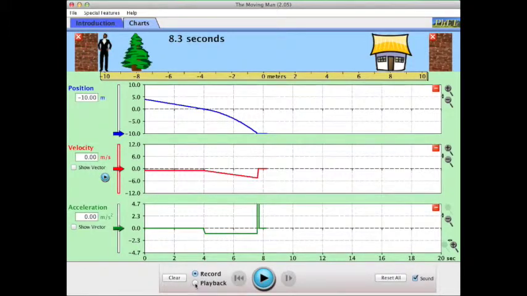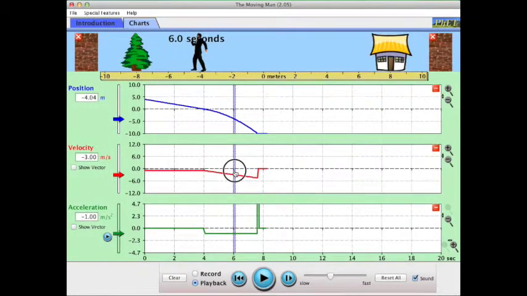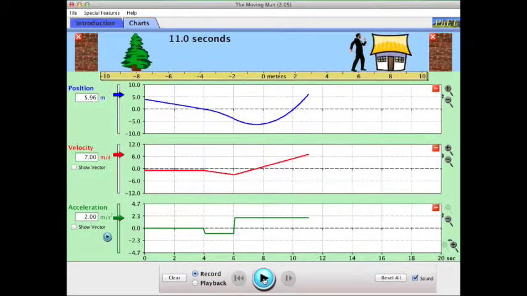We can go to playback. We can grab this little line here and place it about there and then go back to record. So if at this point we suddenly put his acceleration to be 2 meters per second squared, let's start him again, and he slows down and now he's zooming back off to the right.